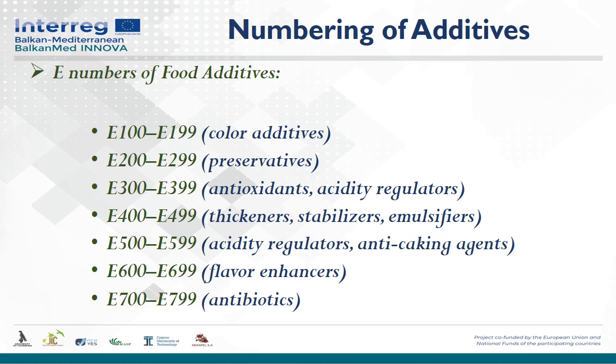This classification with E numbers is just for the countries within the European Union. But if we talk about countries outside the European Union, it is the same codification but without the prefix E. So if we talk about color additives in European countries, the code is between E100 and E199, but for countries outside the European Union, this codification is 100 to 199, and so on for all the food additives that are approved to be used in all the countries.